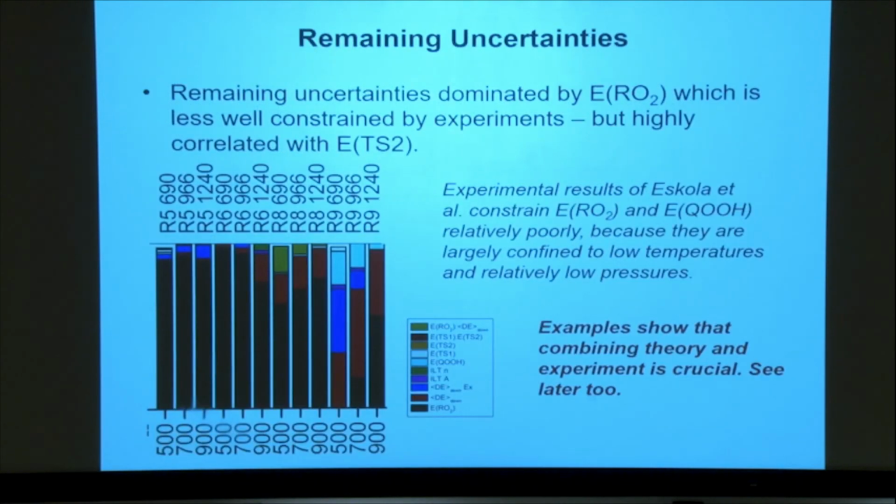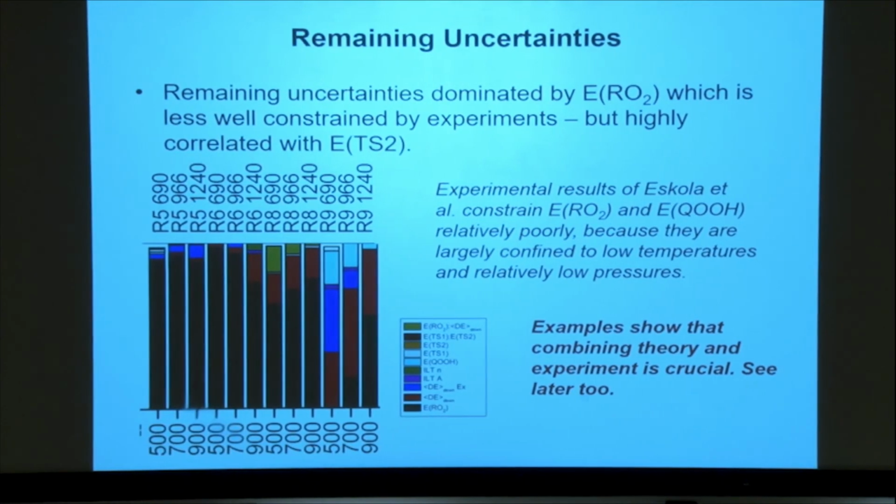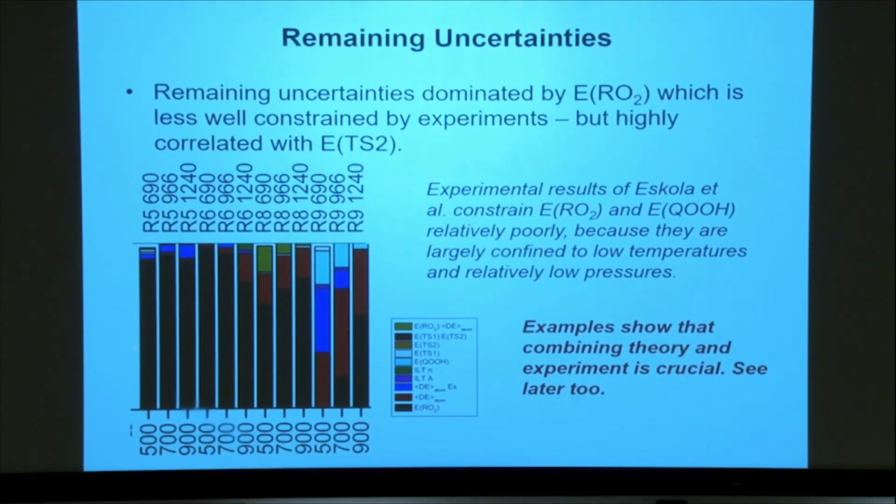Okay, so then for the constrained model, we did a final sensitivity analysis, which now shows that the main uncertainty remaining is in that well depth for RO2. But then that's highly correlated with the transition state 2. Probably if we wanted to better constrain the model further, to better than a factor of 2, then we would need to carry out experiments at different conditions. So maybe higher pressures, temperatures, to better constrain this well depth.